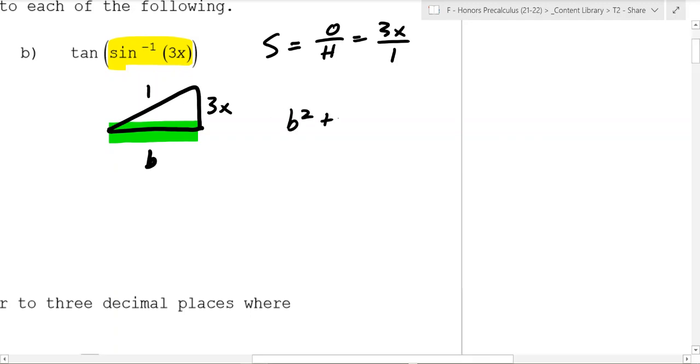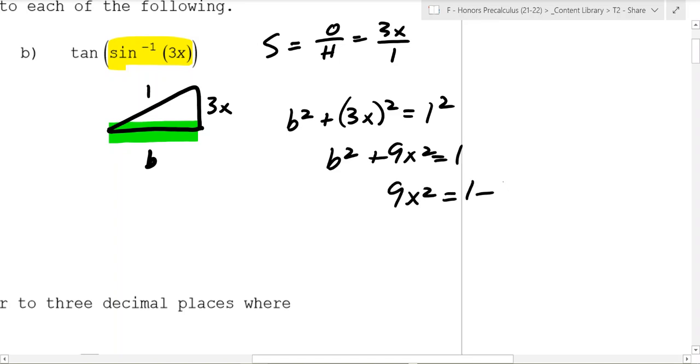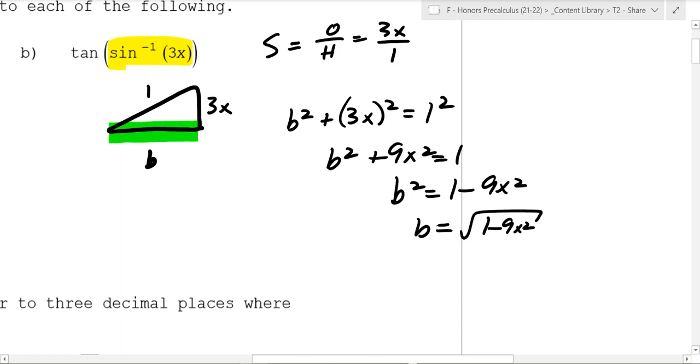So that means that b squared plus 3x squared will equal 1 squared. So b squared plus 9x squared is equal to 1. We need to isolate b squared. So b squared is equal to 1 minus 9x squared. So b is equal to the square root of 1 minus 9x squared. And we want the positive root, the principal root. So that's what b is.